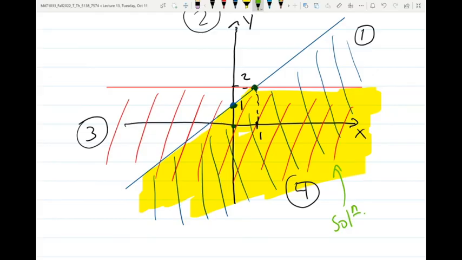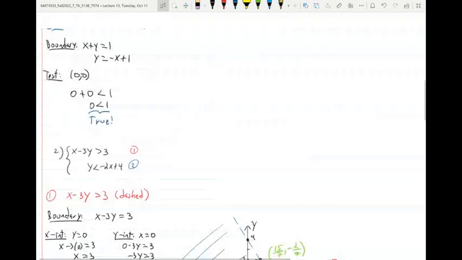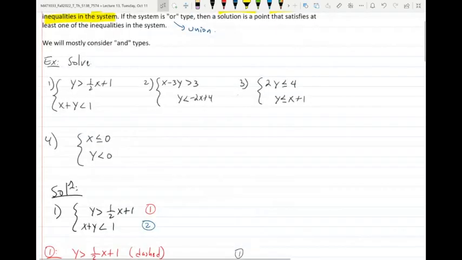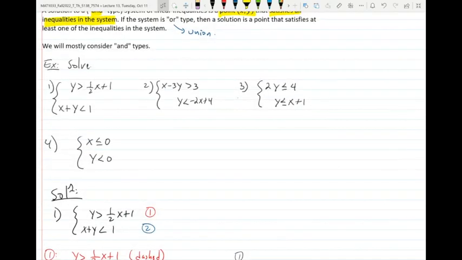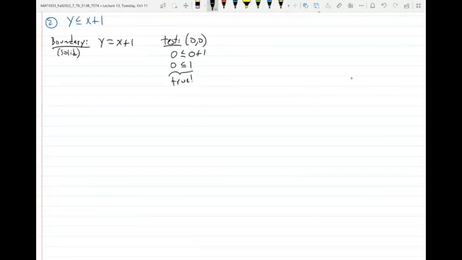Okay, questions? Did you understand this? All right, try number 4. It's x less than or equal than 0, and then y less than 0. Number 4, x less than or equal than 0, and then y less than 0.